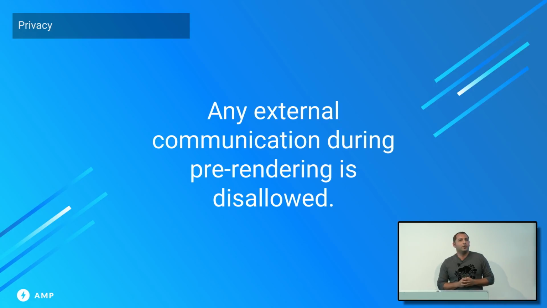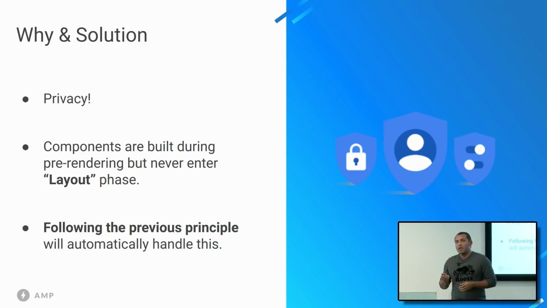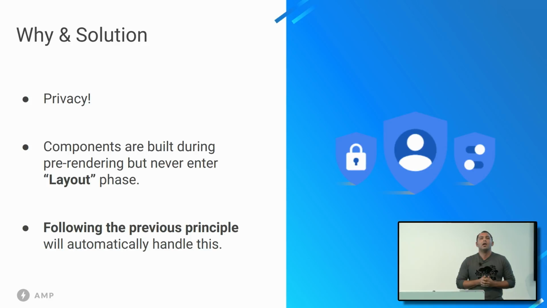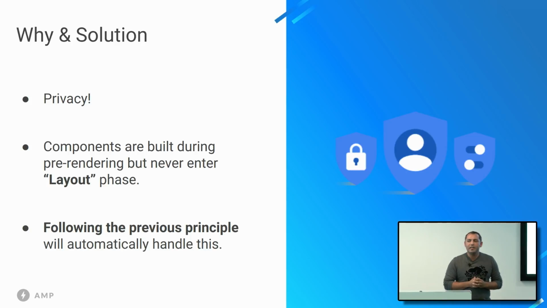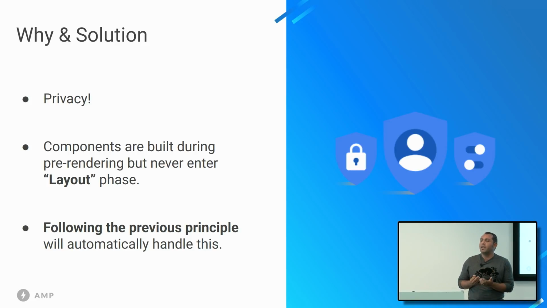Any external communication during pre-rendering is disallowed. I've seen a lot of cases that violate this as well. This is fairly important for privacy. As you all know, AMP can be pre-rendered. That's one of the reasons it's instant: it's pre-rendered, and as soon as it comes into view, the user can view the page. But we don't want to leak any information about the user in the pre-rendering phase. This is very important for privacy, because the user has not really shown their intention to view the page yet.